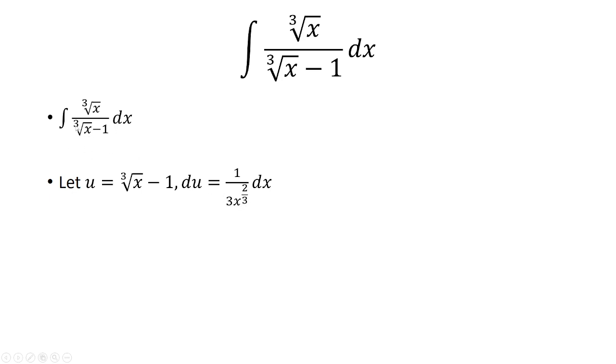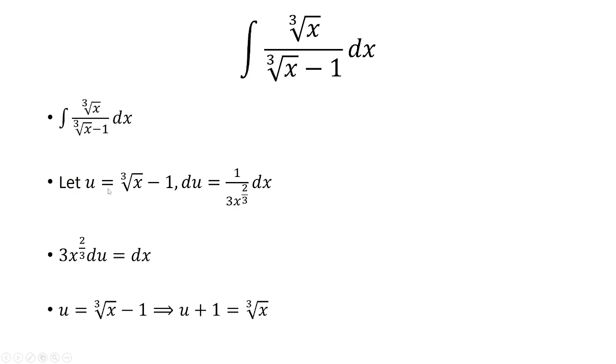Okay, so the denominator becomes u, but what happens to the top? Well, you need to figure out what cube root of x is and what dx is. First, let's work with dx. We know that du is equal to 1 over 3x to the 2/3 dx. So we'll multiply both sides by 3x to the 2/3 power.